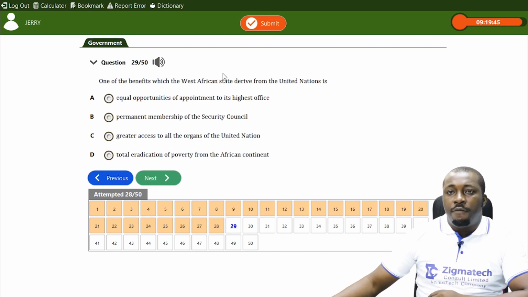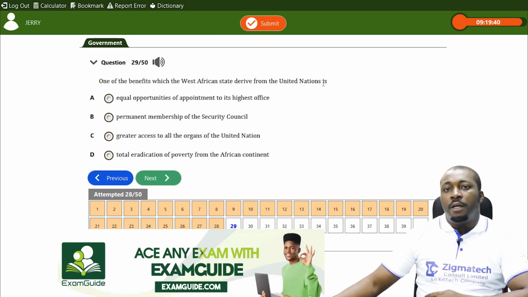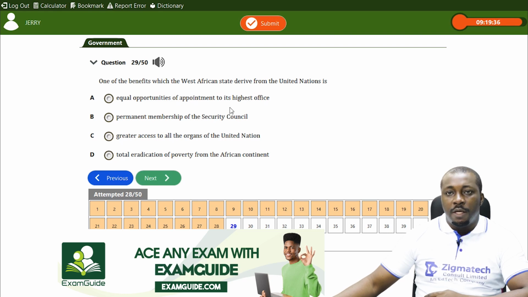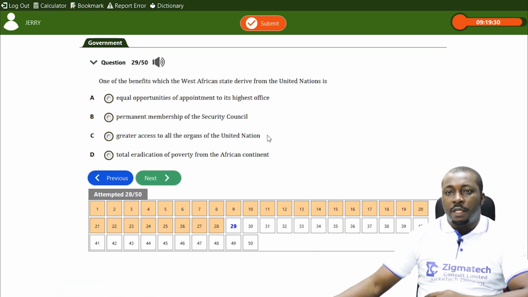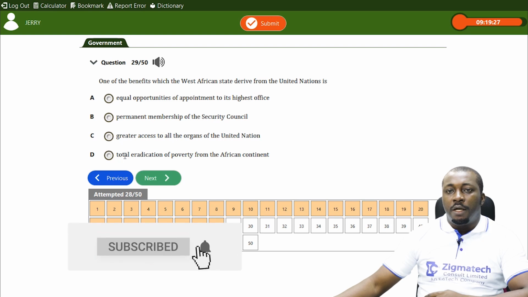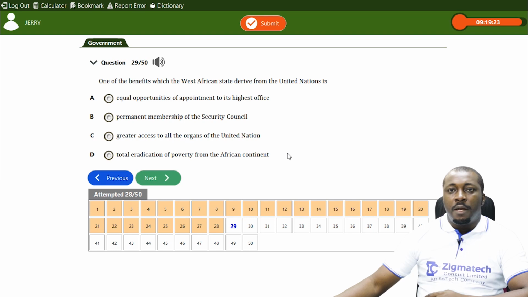Now, one of the benefits which West African states derive from United Nations is A, equal opportunity of appointment to its highest office. B, permanent membership of the Security Council. C, greater access to all the organs of United Nations. D, total eradication of poverty from Africa. Now, of course, you can't talk about total eradication of poverty from African continent. United Nations can't do that.